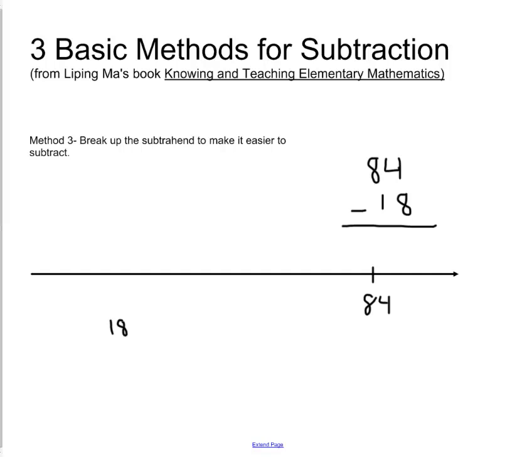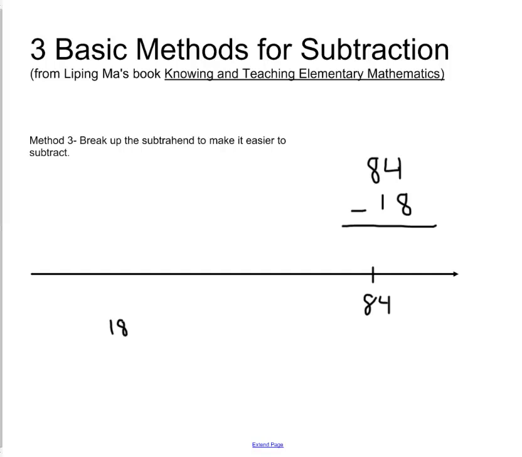So coming back to the number line again, the third method is looking at the subtrahend, that's my bottom number. Sub is below. So the subtrahend is what I'm taking away from the number. If I start at 84, I can break that 18 up into pieces to make it easier to subtract. Whenever I think about strategies around subtracting, it often makes me think about number bonds and the open number line.